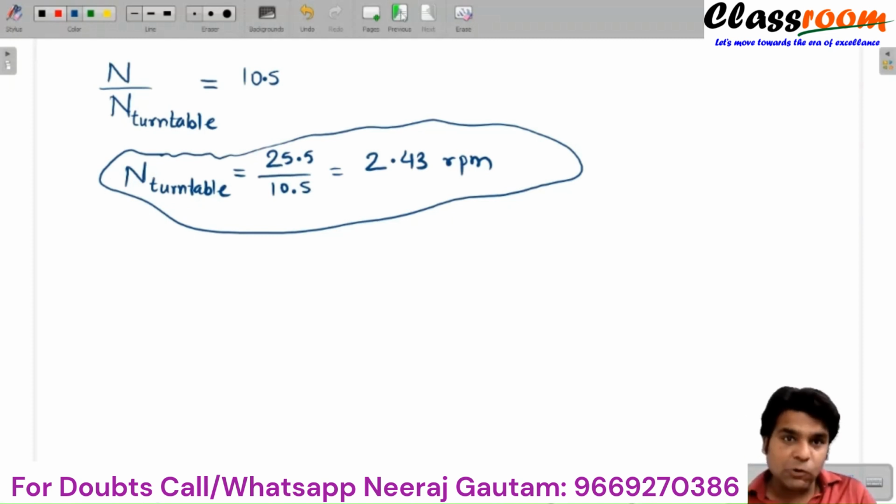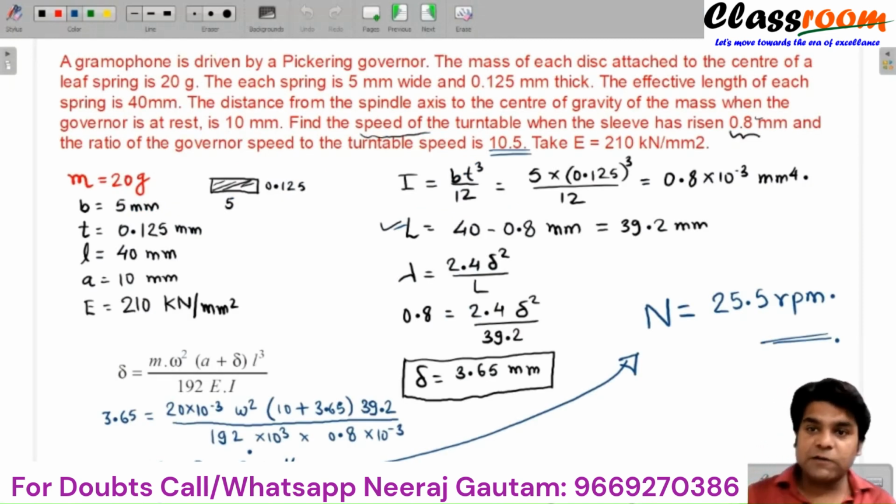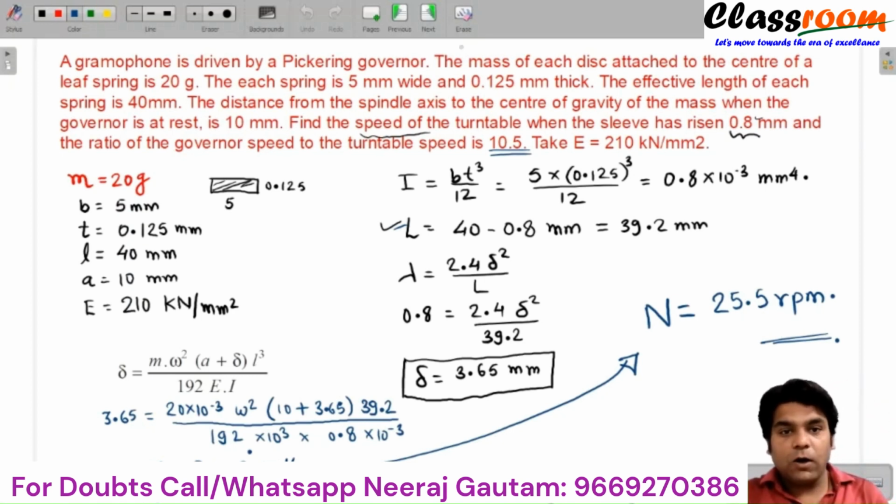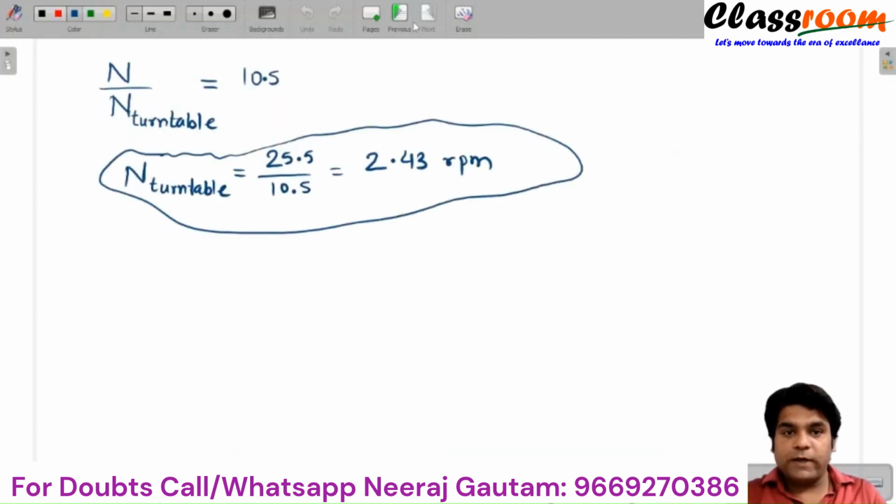We also see here that the Pickering governor is used in old gramophones. So these are all the spring-loaded type governors we covered in the sessions.